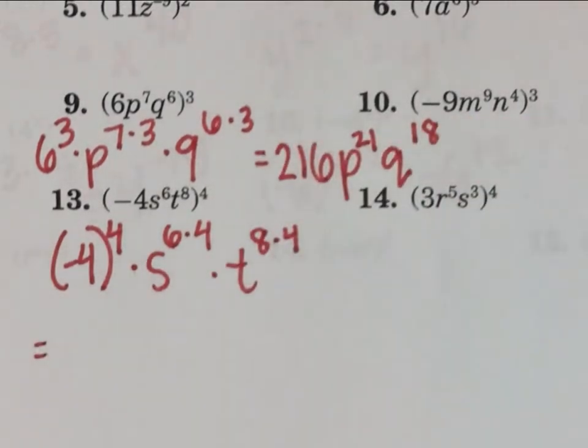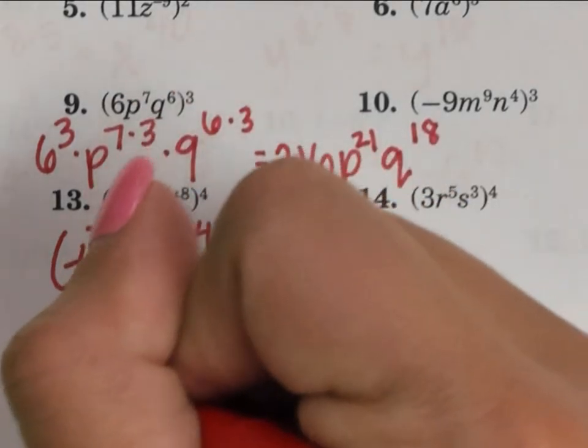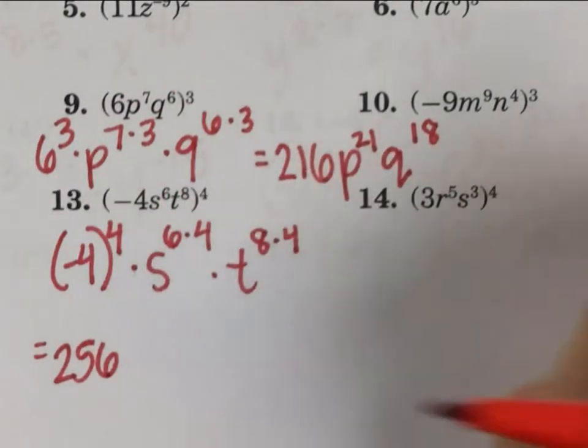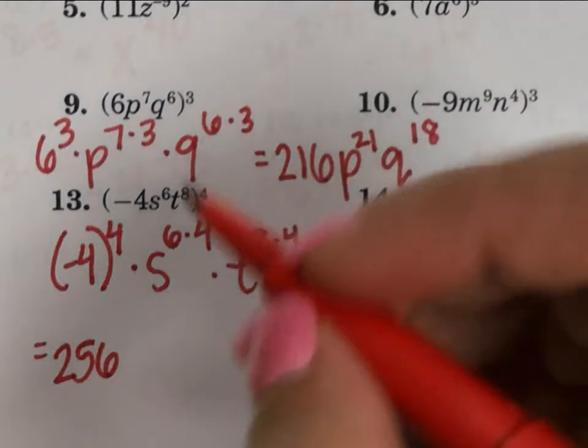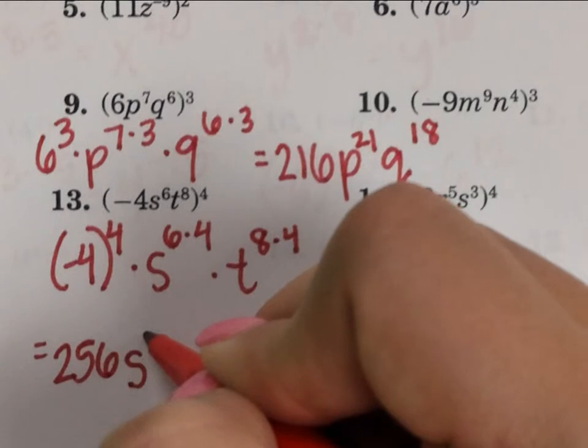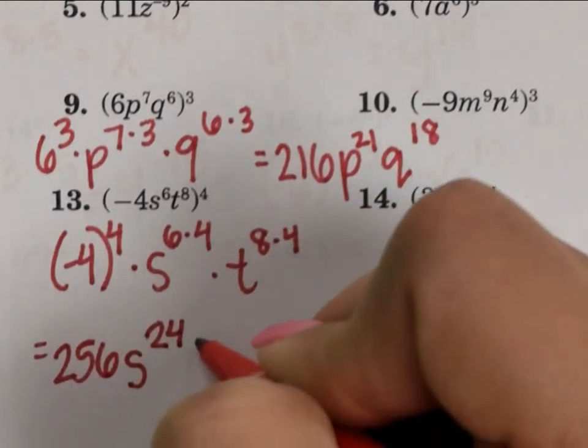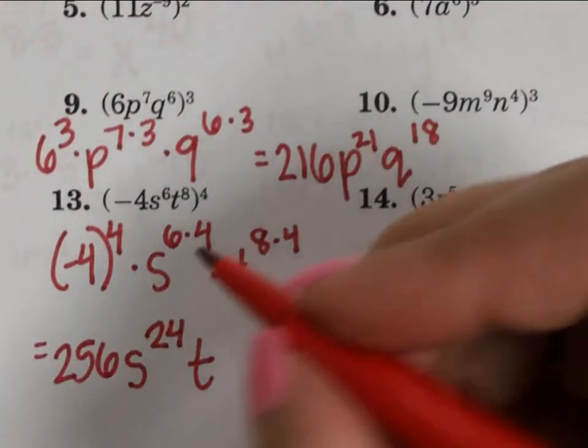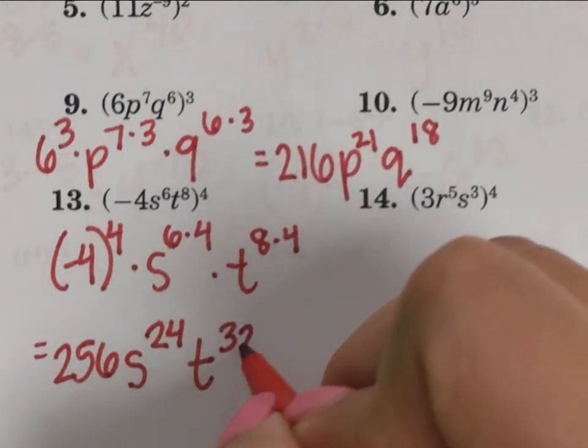So what is negative 4 to the 4th power? Positive 256. Good. So I have 256s to the what power? 24th. T to the 32nd power.